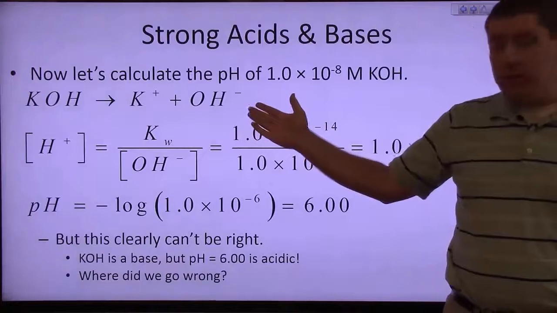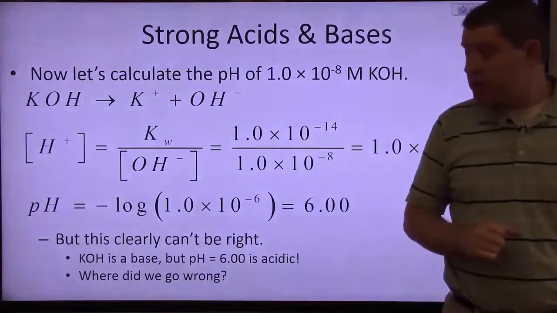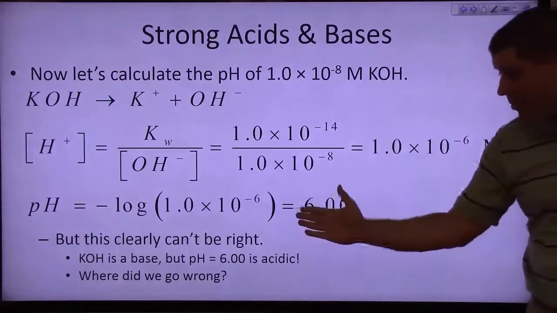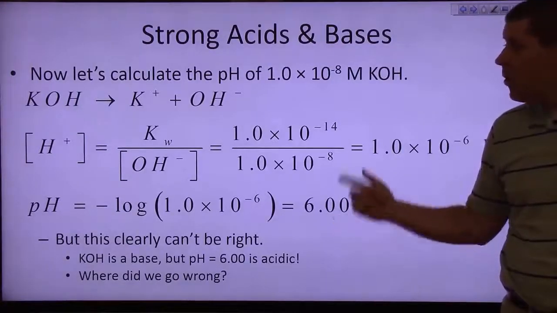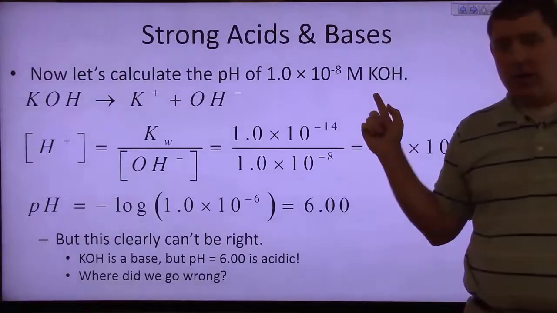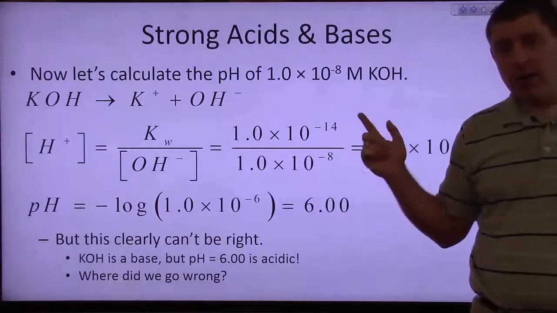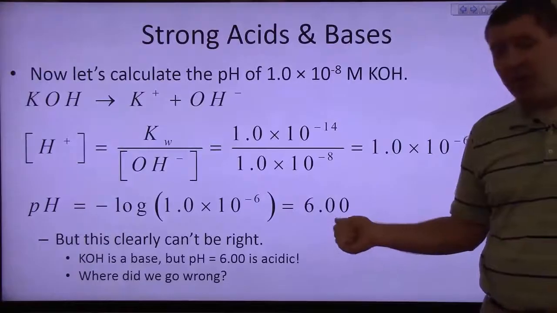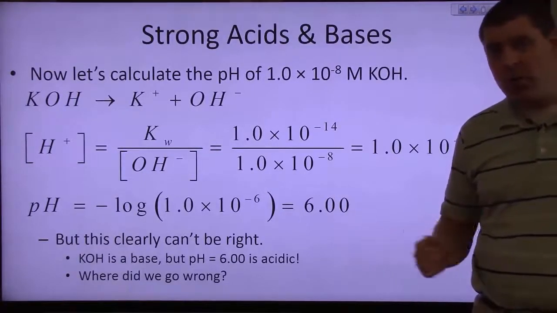So again, we know that all of the potassium hydroxide is going to dissociate. So now we get the hydrogen ion concentration of 1.0 times 10 to the minus 6 molar, and then the pH is 6.00. But this clearly can't be right, because all we have in solution, other than water, is potassium hydroxide. So that's a base, which means we ought to have a pH that is alkaline. It ought to be a pH that is higher than 7.0, but 6.0 isn't higher than 7. So clearly we've done something wrong.